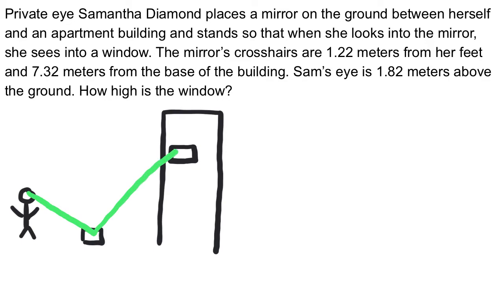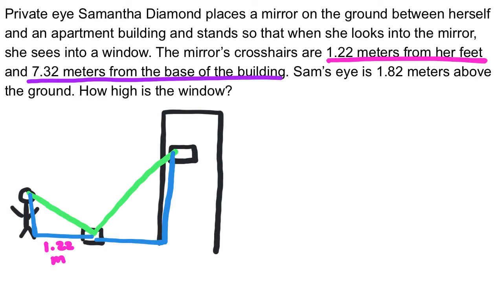Now I can use this to draw a full triangle because this becomes her height and the distance on the ground, and this becomes the building height and the distance on the ground. So now if I label, it says the mirror's crosshairs are 1.22 meters from her feet. So I know that the mirror crosshairs are right here. Since the distance from her feet is 1.22 meters, then it tells us that the mirror crosshairs are 7.32 meters from the base of the building. So we know that this is 7.32 meters.